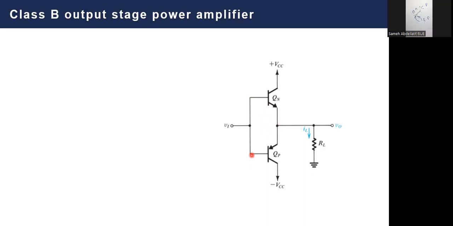Now, what will happen if this input voltage starts to increase gradually in a positive direction? So let's say that this is 0.2.